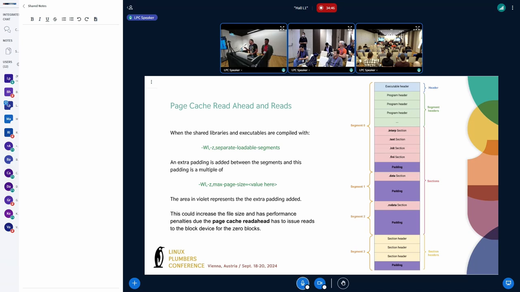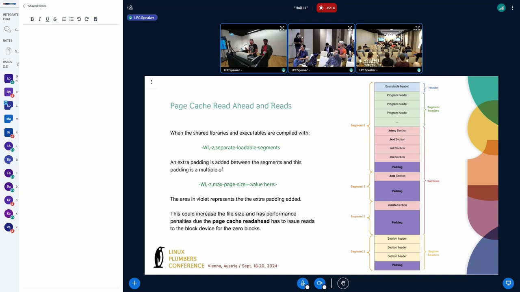What this flag does is add a padding at the end of every segment, and every segment is going to be a multiple of page size. So what we achieve is that when we load the segments, every part of the file is going to be file-backed. So we are not going to get the SIGBUS. We fixed that issue, but then it has this problem.